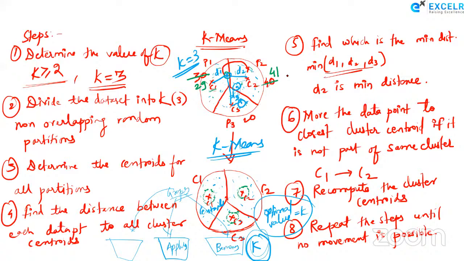So once the data point has been moved, we recompute the cluster centroids, and then we keep doing the same steps iteratively until no more movements are possible. Basically, all the data points are closer to their respective cluster centroids. That is the goal here. All right, okay.